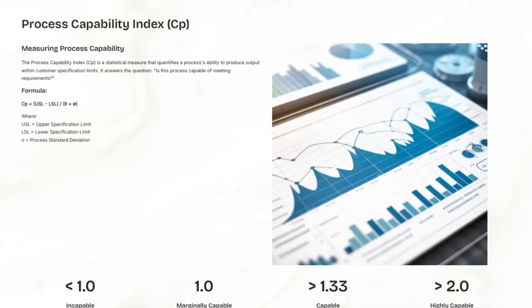Let's take a closer look at what process capability really means. When we say a process has excellent capability, it indicates very low defect rates are expected, which is ideal for quality and customer satisfaction. Moving to the next level, a process that's highly capable has a CP value greater than 2.